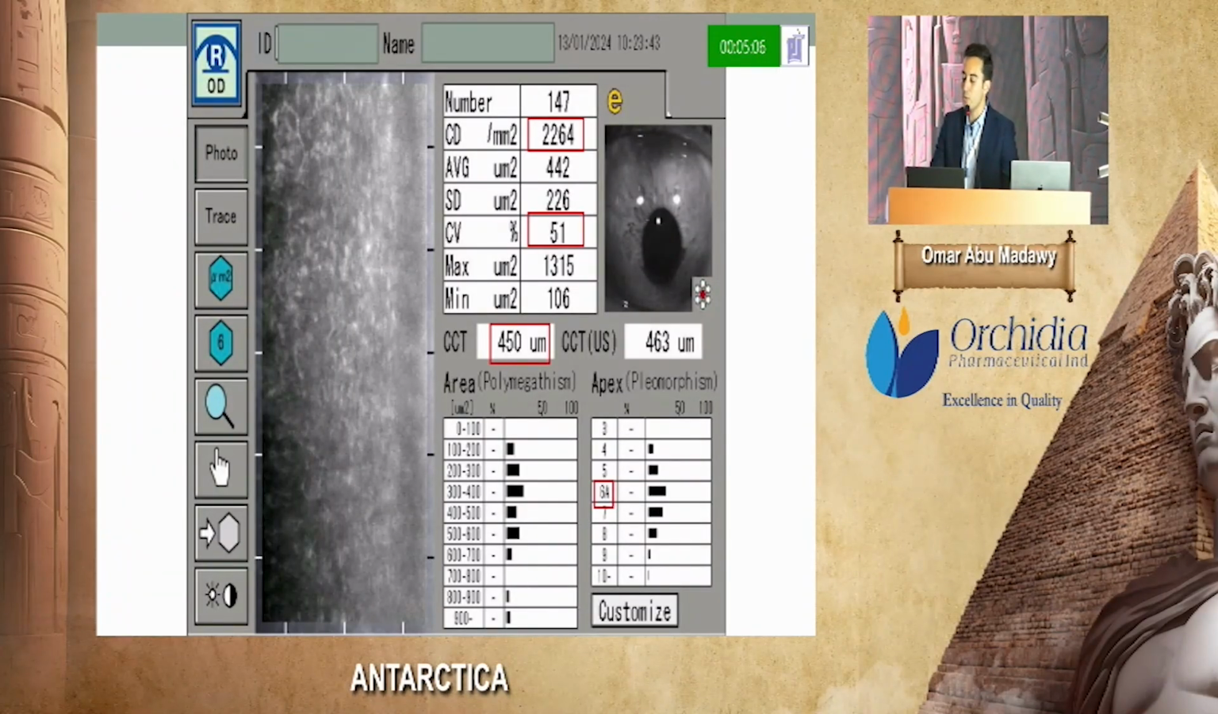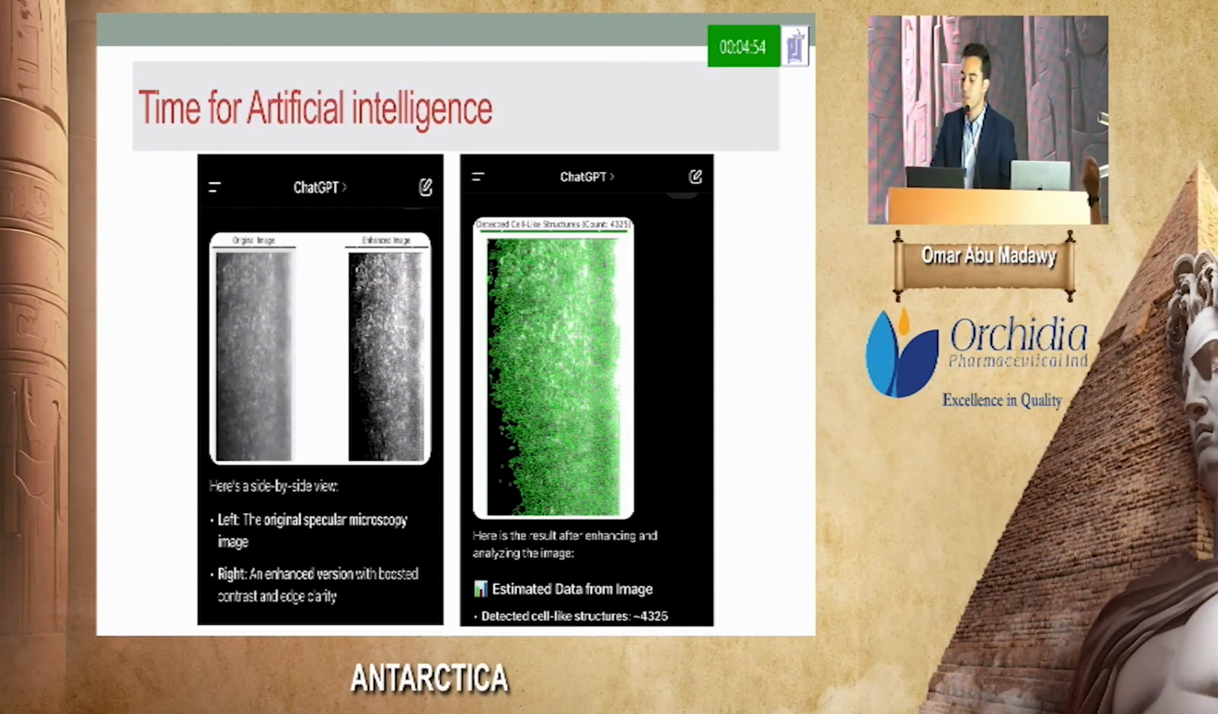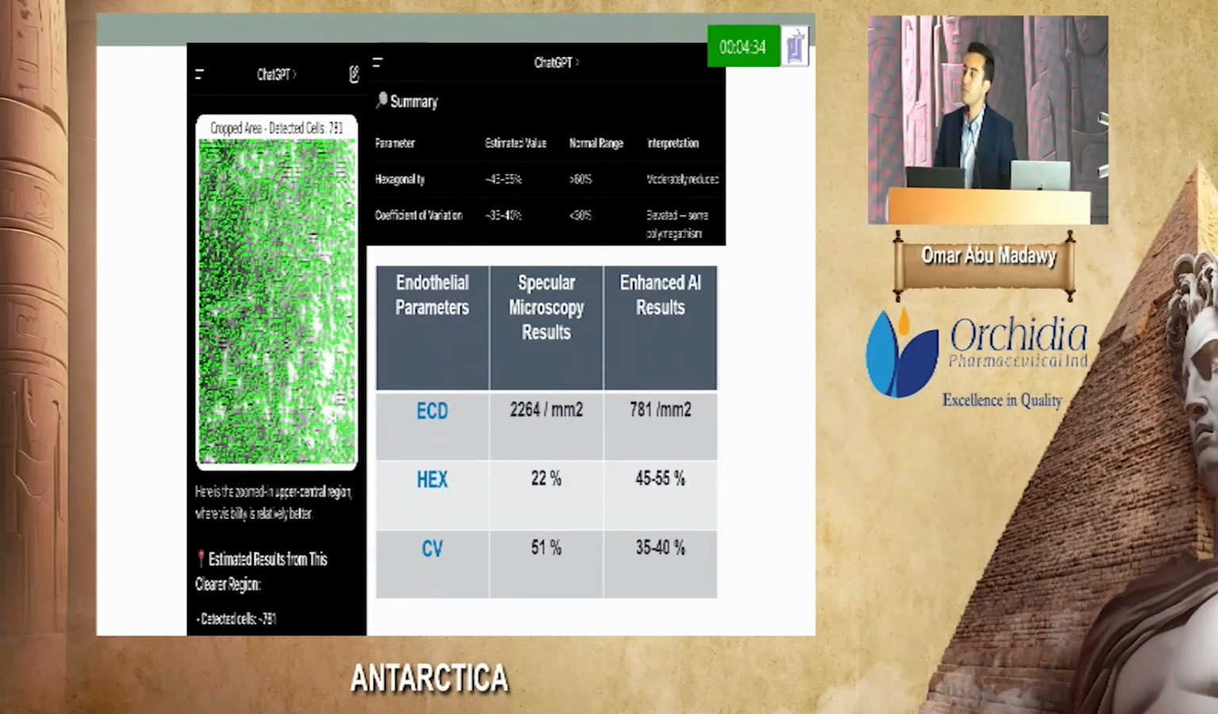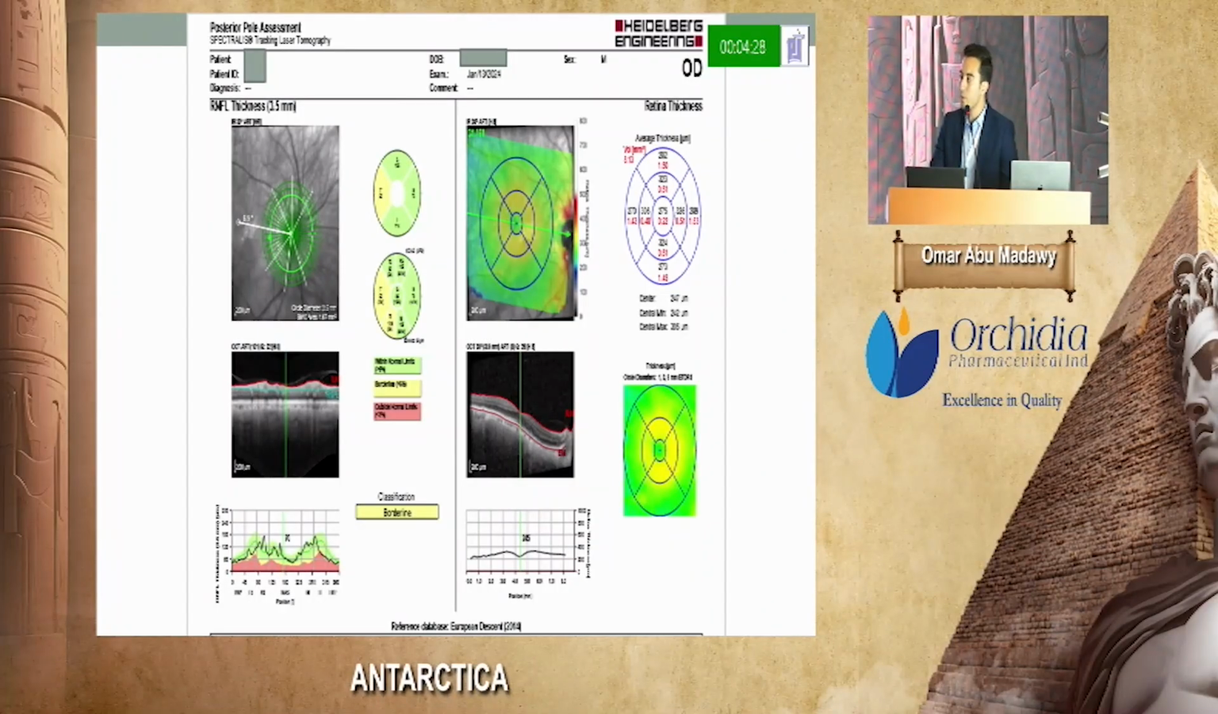It showed a cell density of 2,264, and I was a little bit skeptical about this endothelial density given my examination. I really expected a much lower count. So at that time, I decided to resort to AI. The AI astonishingly was able to create an enhanced image from the original image produced, detect the cell-like structures, choose a clear area in order to detect the cell boundaries, and then produce a totally different count. As we all remember, the specular microscopy produced 2,200. The AI gave me 781, which is extremely different and a game changer in the management of the patient. The nerve fiber layer showed mild inferotemporal thinning, with a normal OCT macula.